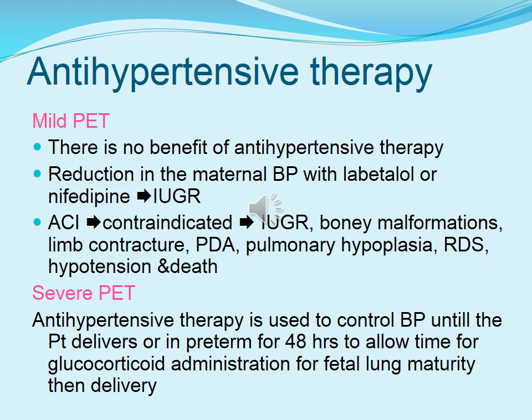In severe PE, the antihypertensive therapy is used to control the blood pressure until the patient delivers, or in a preterm patient, we should at least inhibit delivery for 48 hours to allow time for glucocorticoid administration in order to enhance fetal lung maturity. Then we deliver the patient.